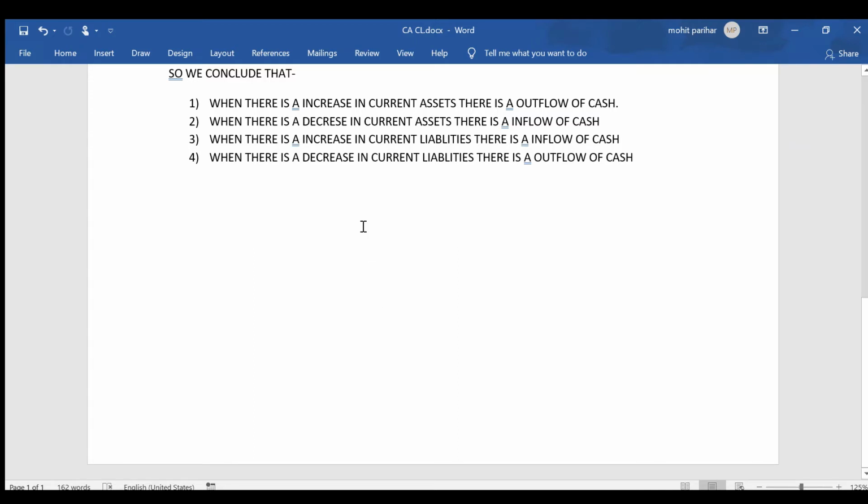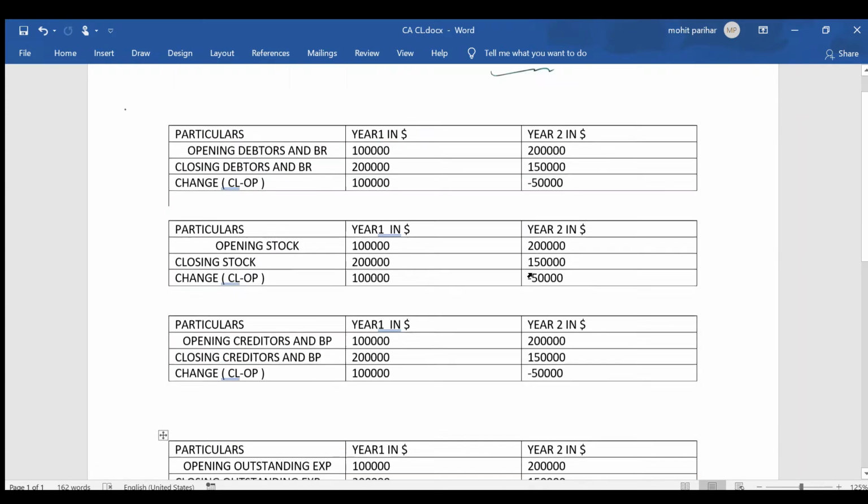Now I will tell you about the four rules of the cash flow statement. These are: when there is an increase in current assets, there is an outflow of cash. When there is a decrease in current assets, there is an inflow of cash. When there is an increase in current liabilities, there is an inflow of cash. And when there is a decrease in current liabilities, there is an outflow of cash. Now let me explain these rules to you in detail.